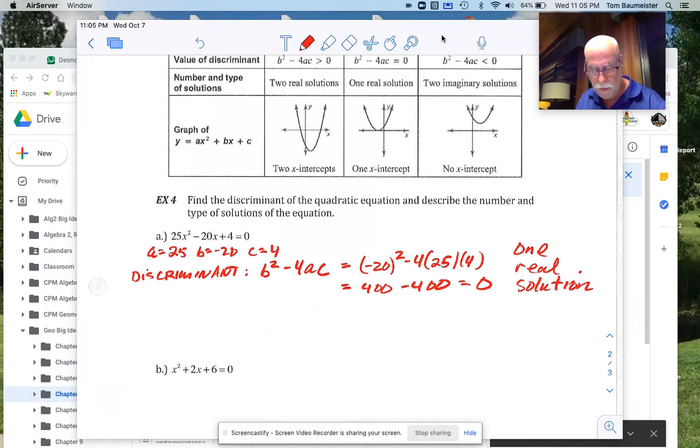All right. So again, here's the nice thing. Now you've got what's under the radical already done. So now we just plug it in. So remember, it's negative b, so negative 20 plus or minus, and I'll just put it again under the discriminant. We have 0, which we know is going to go away, over 2 times 25.